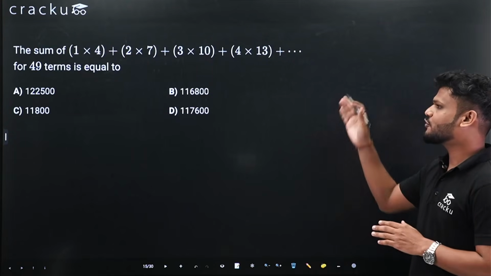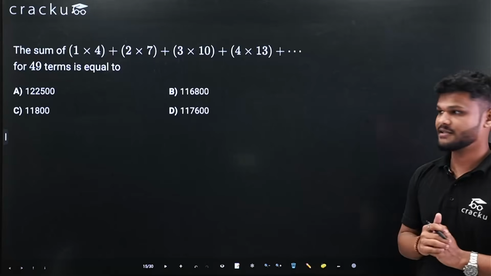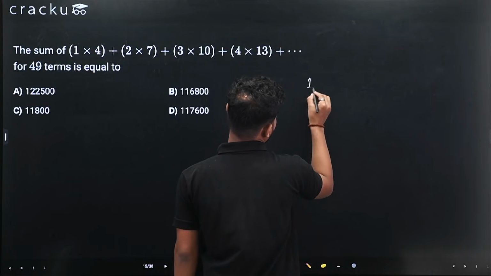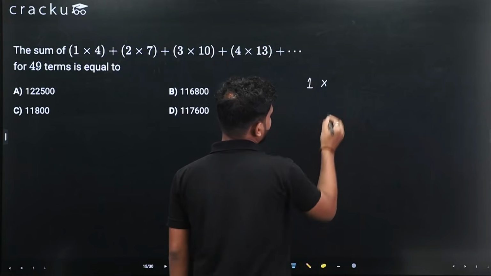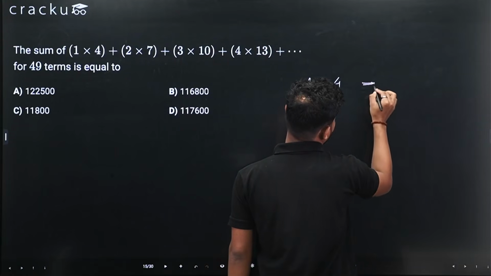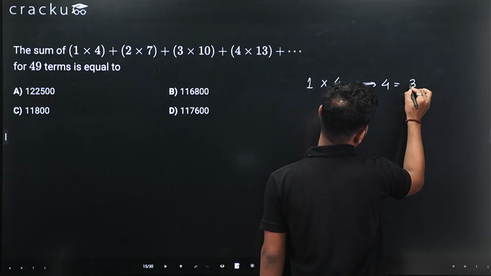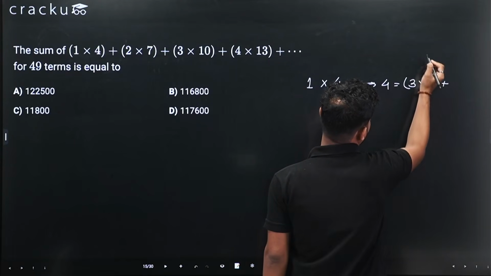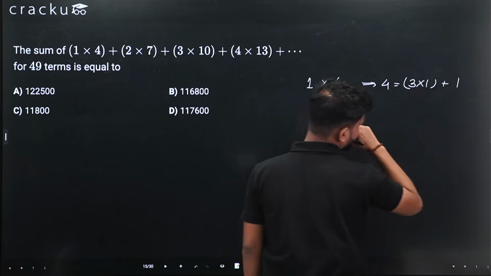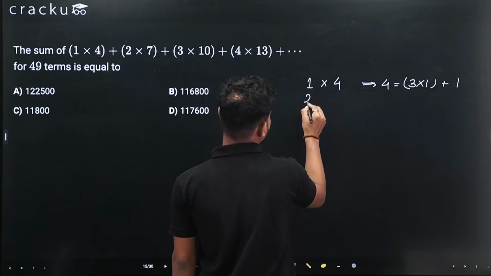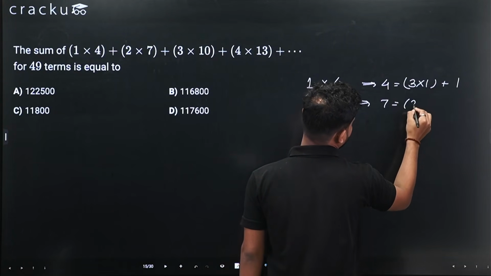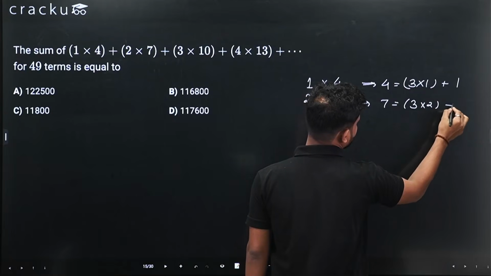In this question, we have to find the sum of this series up to 49 terms. How do you find? First, let us find the pattern. In the first bracket, we have 1 into 4. How can I write 4? I can write 4 as 3 into 1 plus 1, right? In the second bracket, I have 2 into 7. How can I write 7? I can write 3 into 2 plus 1.